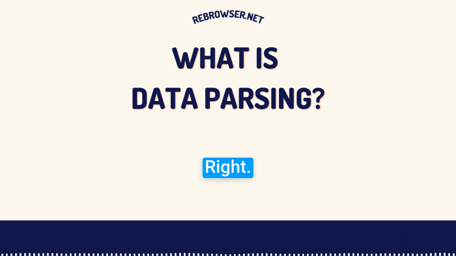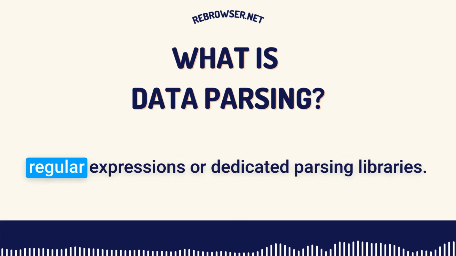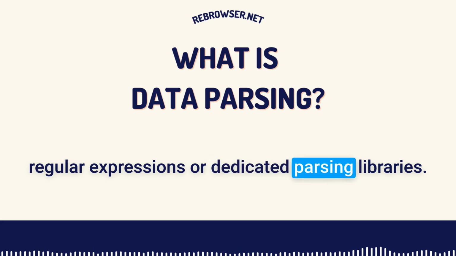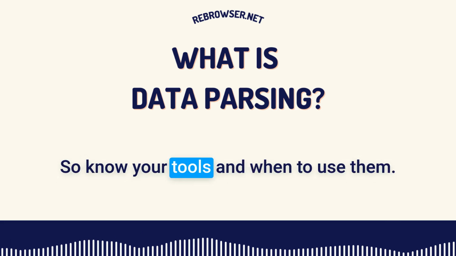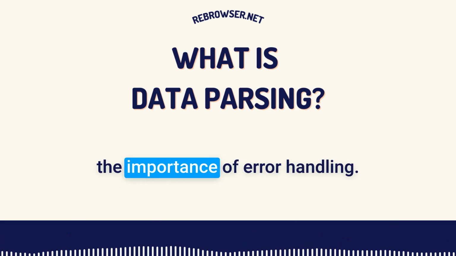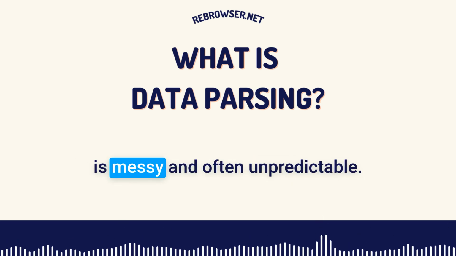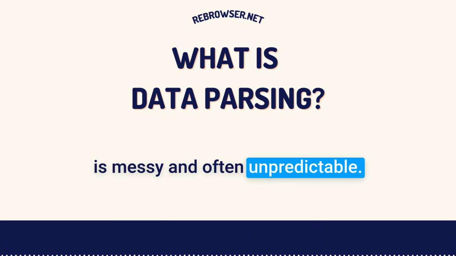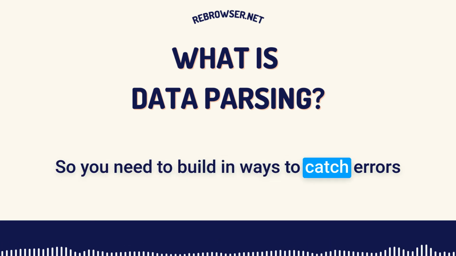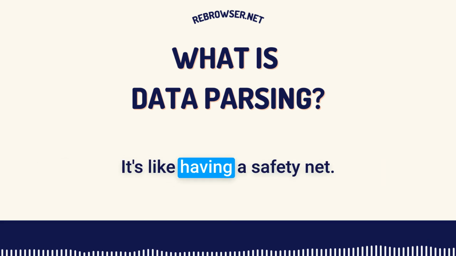Keep it simple. Right. But they also say it's important to recognize when you do need more specialized tools like regular expressions or dedicated parsing libraries. So know your tools and when to use them. Exactly. Another thing that came up a lot is the importance of error handling. Developers know that real-world data is messy and often unpredictable. So you need to build in ways to catch errors early on to avoid bigger problems down the line. It's like having a safety net.